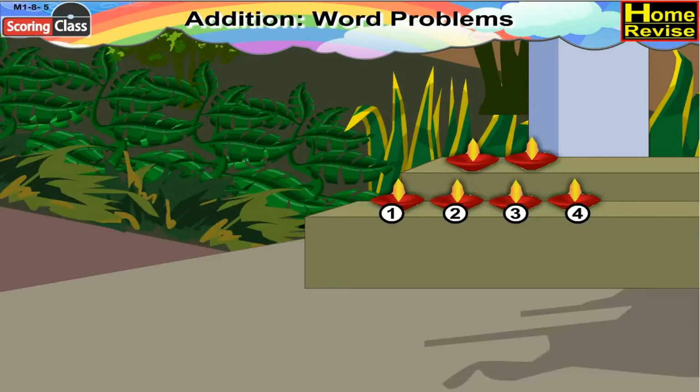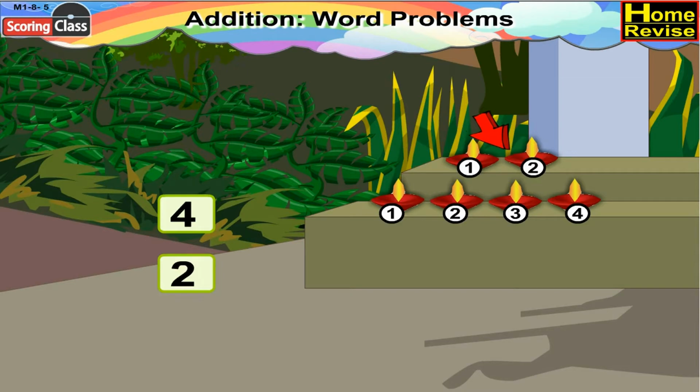Four lambs and 2 lambs. How many lambs altogether? Now there are 4 lambs. And these are 2 lambs. 4 plus 2 would be 5, 6. So there are 6 lambs altogether.